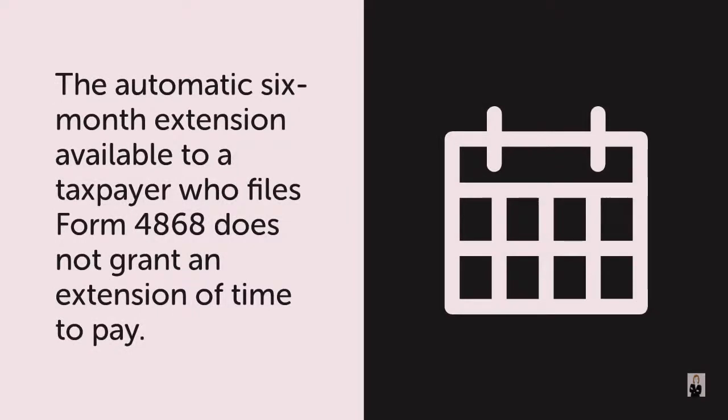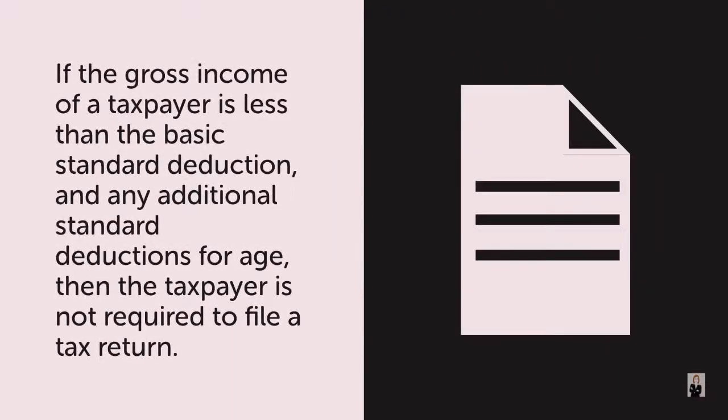Note that an automatic 6-month extension, which is filed using Form 4868, does not grant the taxpayer an extension on the time to pay the tax liability. If the gross income of a taxpayer is less than their basic standard deduction and any additional standard deductions for age, then that taxpayer may not be required to file a tax return.